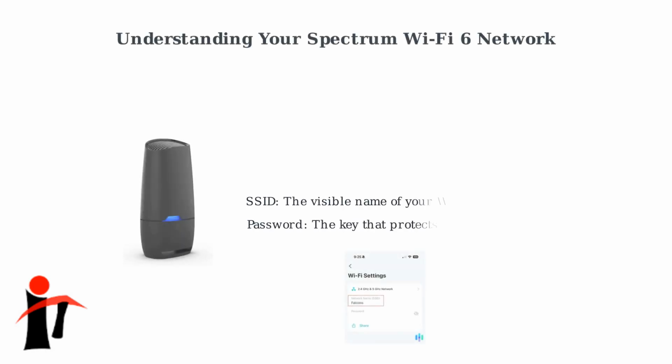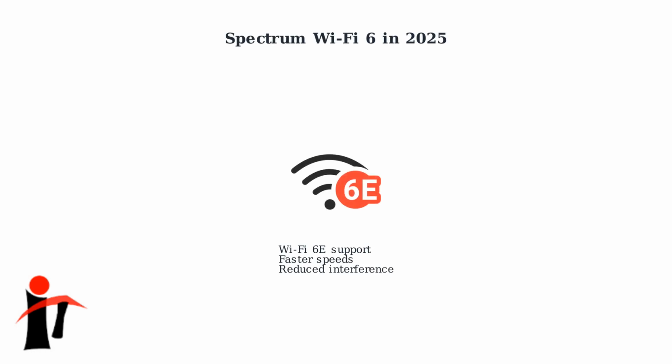Welcome. In this section, we'll explain what your Spectrum Wi-Fi 6 network name, or SSID, and password are, and why changing them is crucial for your home security and network customization. As of September 2025, Spectrum continues to provide Wi-Fi 6 routers with enhanced support for Wi-Fi 6E on select plans, offering faster speeds and reduced interference.